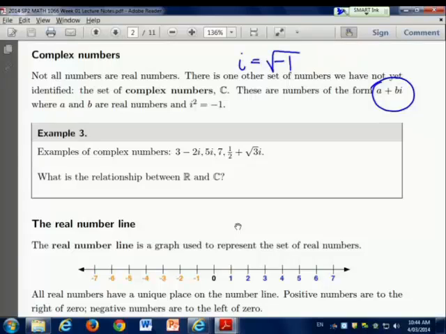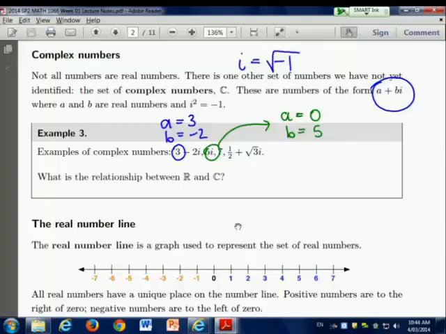3 minus 2i is a complex number because a is shown by 3. And what's the equivalent of b here? 2 or -2? -2, because we talk about plus b. So b is -2. What about 5i? The a component is 0 and the b component is 5. Yeah?